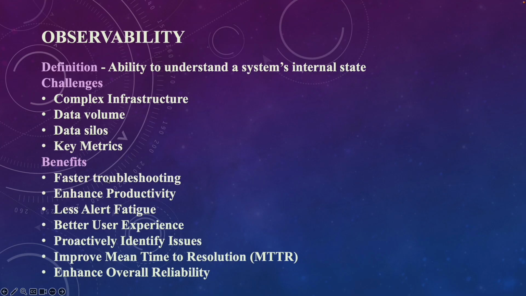So observability, by definition, is the ability to understand a system's internal state based on the data it produces, enabling effective monitoring, troubleshooting, and performance optimization. Some of the major challenges we face in the field of observability are complex infrastructure, data volume, data silos, and key metrics. The benefits of implementing observability are faster troubleshooting, enhanced productivity, less alert fatigue, better user experience, and proactively identifying issues, thereby improving mean time to resolution. So in short, it enhances overall reliability too.